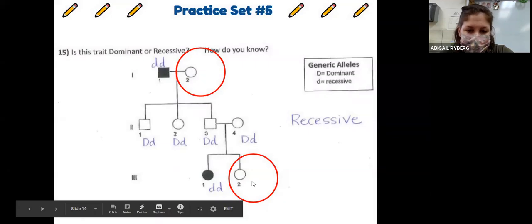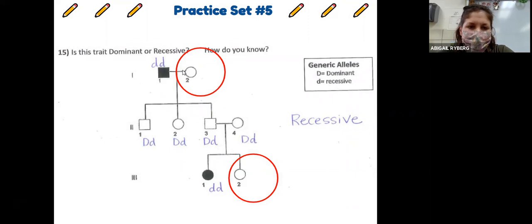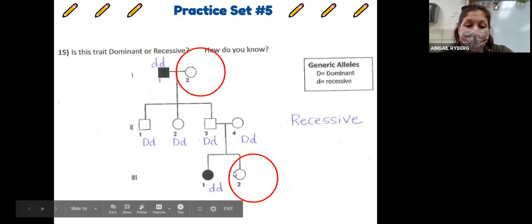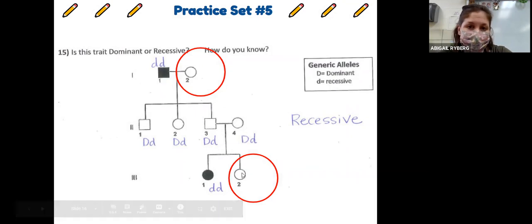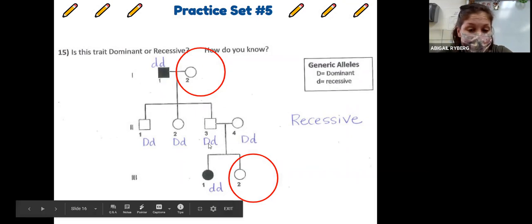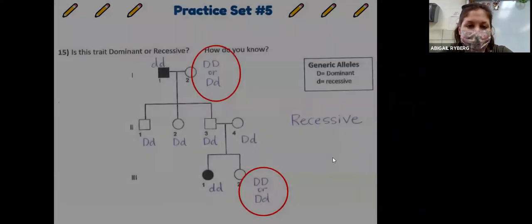Let's look at these two individuals. So mom up here doesn't have the trait, so she has to be big D. But she could be big D, or big D, little d. We don't know unless she has more babies. Same goes with the individual down here. This individual we know has a big D, but it's a possibility that she got two big Ds or a big D from one parent and a little d from the other.